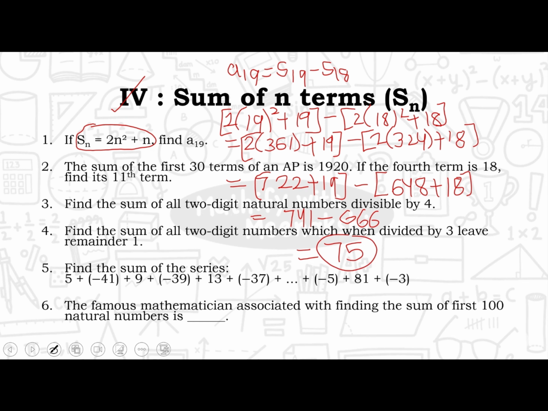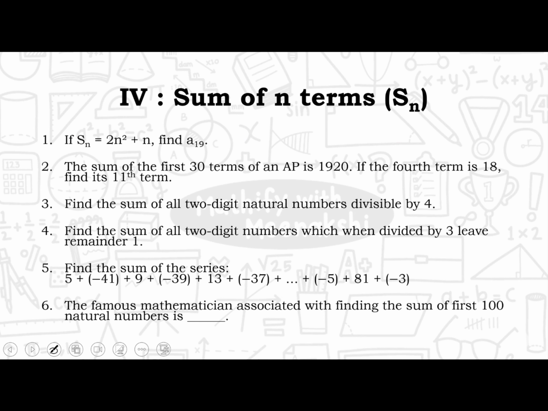So whenever the expression for the sum is given to you and you have to find any nth term, use this formula that an is Sn minus Sn minus 1. Let's move to the second question.